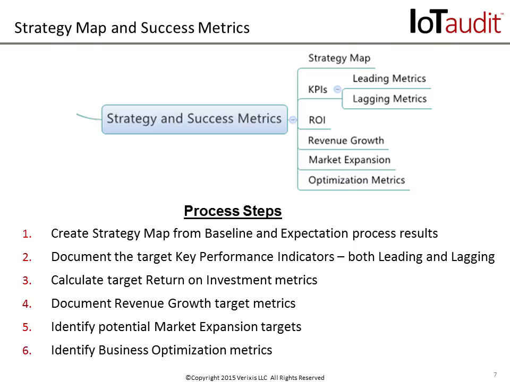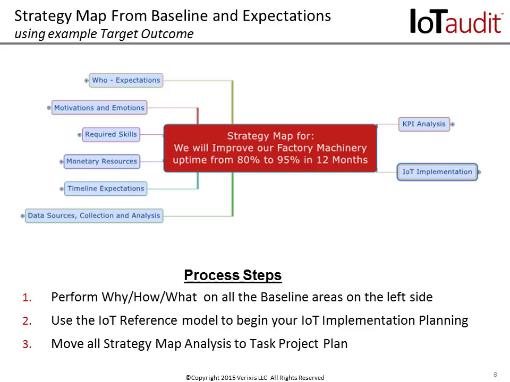So if we expand our strategy and success metrics bubble from the previous flowchart, we can see here we're going to look at first creating the strategy map for our baseline and expectation process results. Then we're going to document the key performance indicators, both the leading and lagging metrics. We're going to calculate target return on investment metrics. We're going to document our revenue growth target metrics if that's part of our target outcome. We're going to identify potential market expansion targets. And lastly, identify the business optimization metrics.